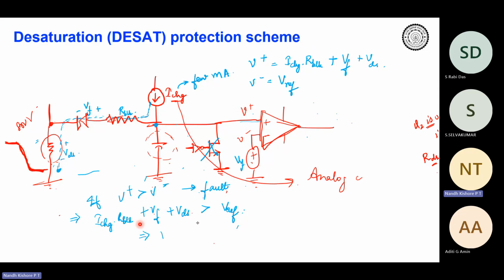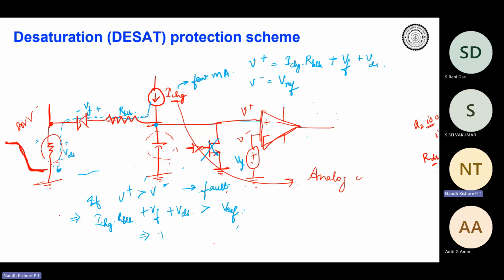So what people generally do is, if you know what is the value of RBLK you want to use and VF beforehand, then VREF can be calibrated based on this. Or we can just solve this inequality.